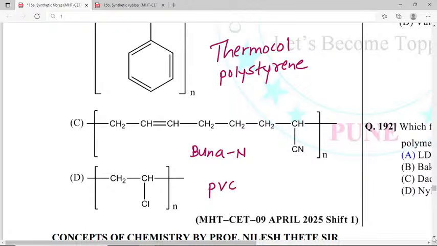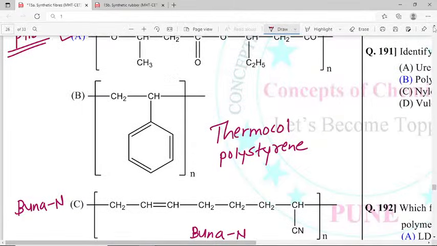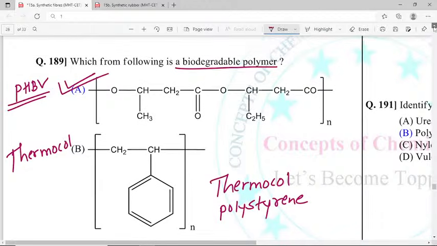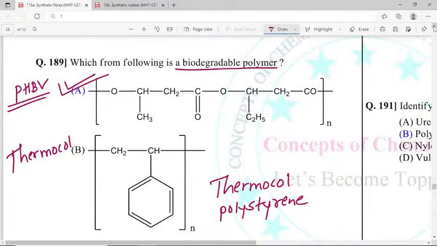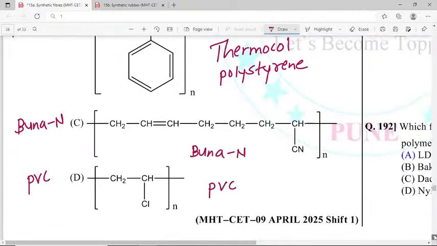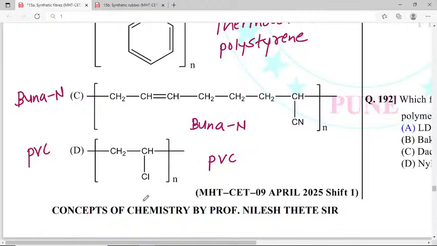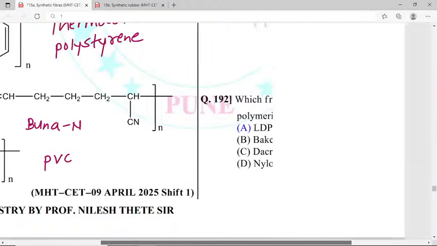So please note now. Option D is PVC. Option C stands for Buna-N, butadiene acrylonitrile. Option B stands for thermocol, and option A stands for PHBV, and PHBV is a biodegradable polymer. This is again a very important question, from the 2025 paper, 9th April shift 1.